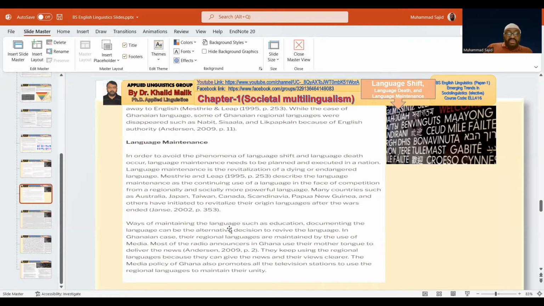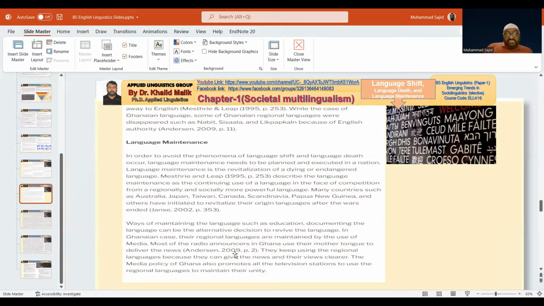Ways of maintaining a language, such as education and documenting the language, can be alternative decisions to revive the language. In the Ghanaian case, I give you an example.